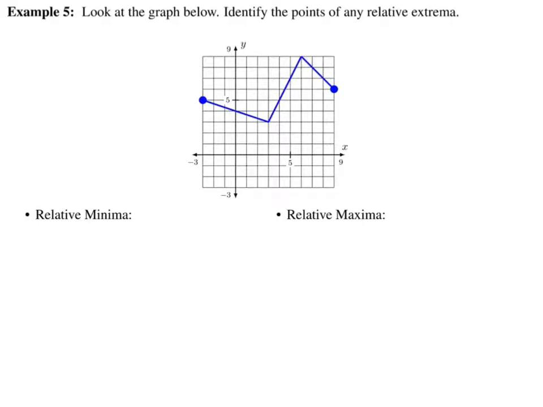So, Example 5, you might say, hey, I've seen this before. And the answer is you have, but now the question's different. So we're going to do relative minima. There is one relative minimum, which I circled. And this time you're going to write the point. So it's going to be (3, 3).